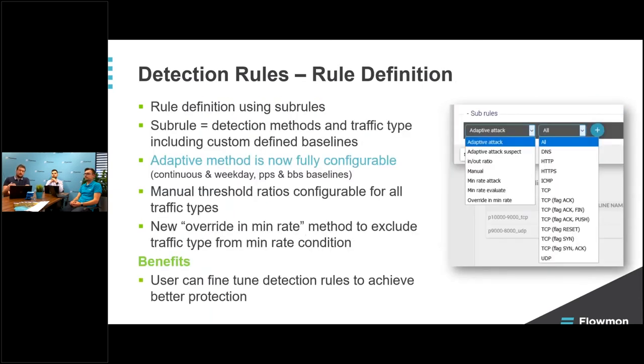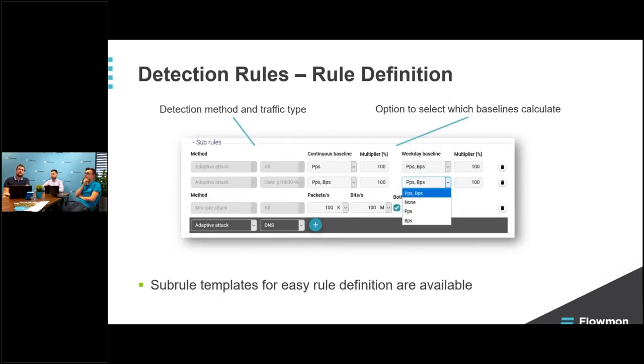What also changed, because we extended the detection capabilities, is that the detection rule definition is now extended to cover all these options. The detection rule is divided into subrules, and a subrule is basically a detection method, a traffic type, and some configuration of the detection method. Here in this picture, we have an example of the adaptive method, which uses all traffic to detect the attacks. There are other options to configure the subrule, the detection method.